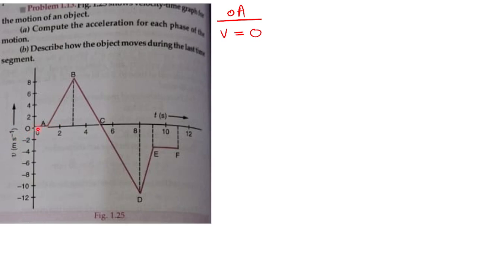From O to A, the points are on the x-axis, so there is no velocity. Velocity 0 means the body is stationary, not moving at all. That is no motion. No motion means no acceleration, right? From O to A, no acceleration.